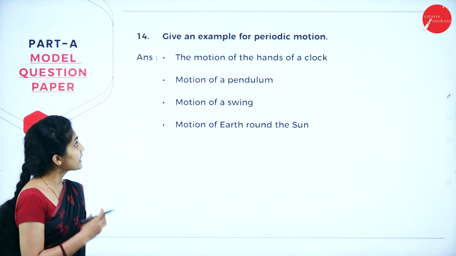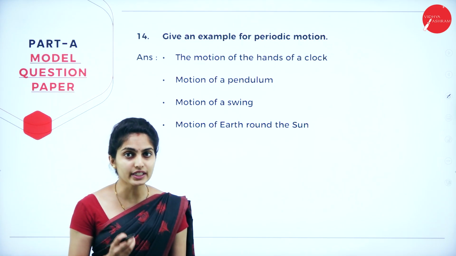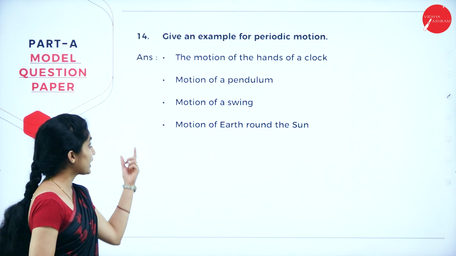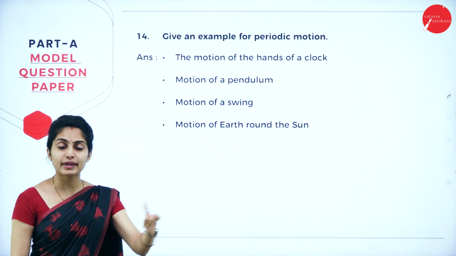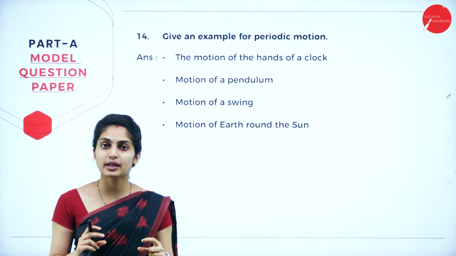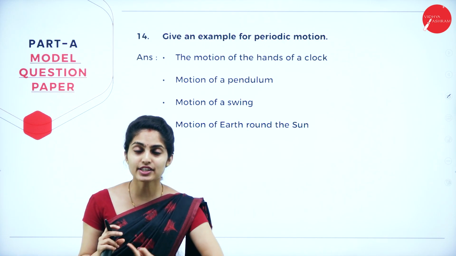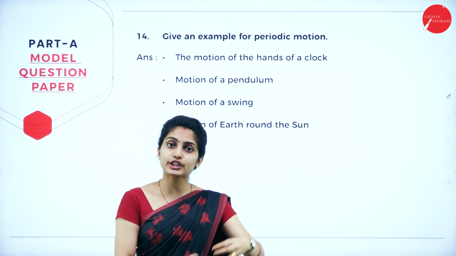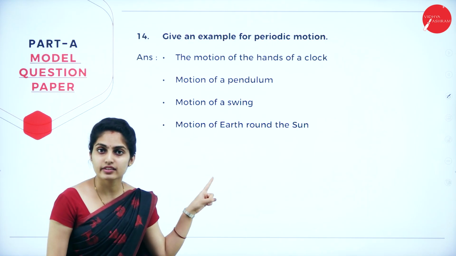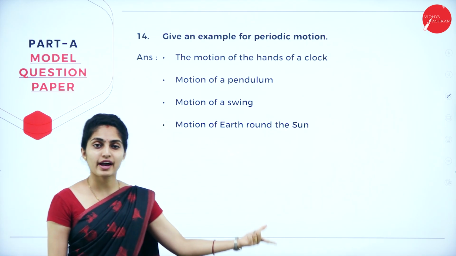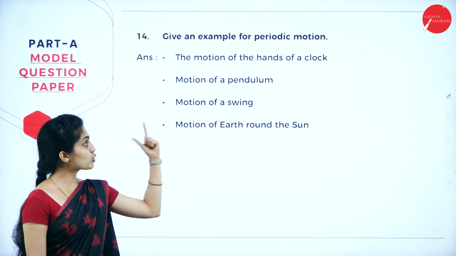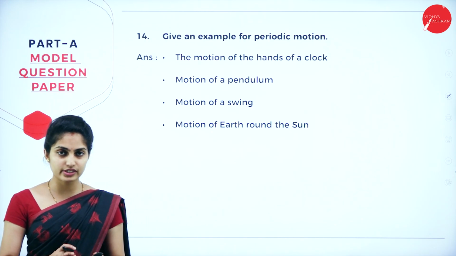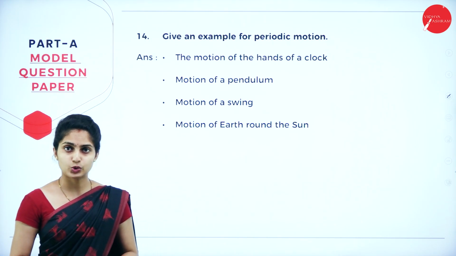After this we have, give an example for periodic motion. So any one example is fine because it is only for 1 mark. Either it can be motion of hands of the clock, the periodic representation. After a certain time interval, the motion repeats, okay? And so that repeating of motion is said to be periodic motion. So any object which possesses such a periodic motion is taken as an example, like the motion of hands of a clock, simple pendulum, motion of a swing, and earth moving around the sun, okay? Or else in short you can just give it as revolution, okay?